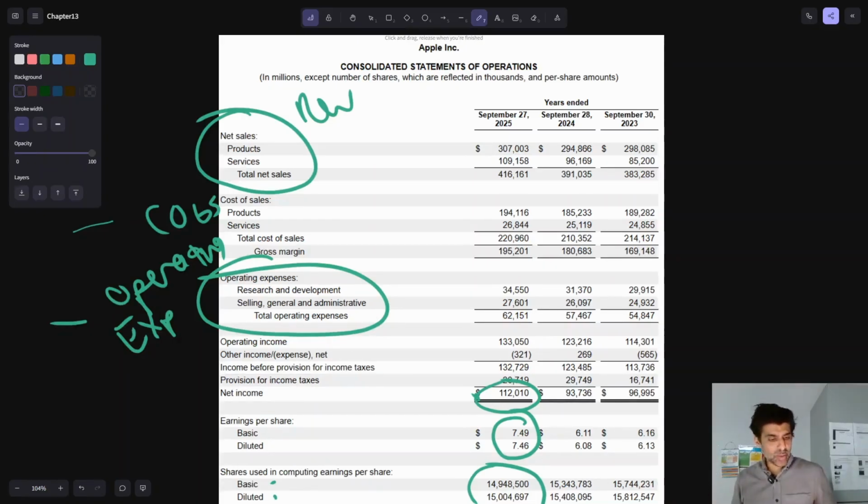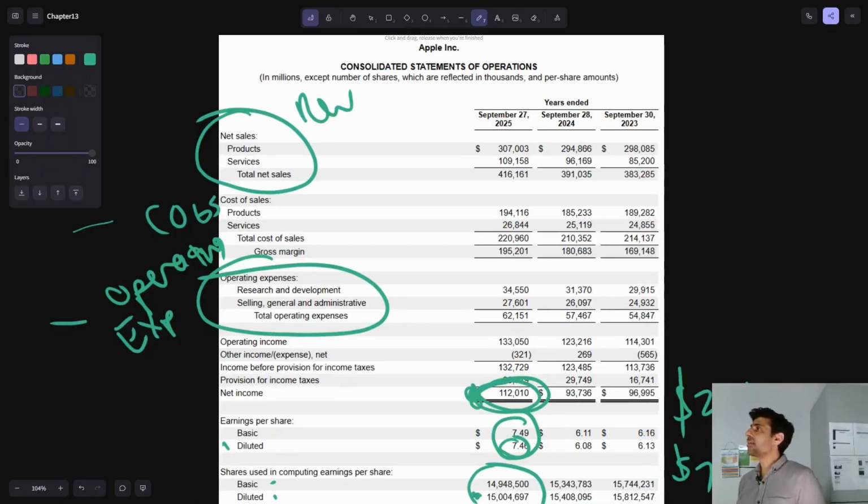Okay, so usually people will use the diluted to look at earnings per share. So they take this, the total pizza pie, and divide by this many shares outstanding, 15 billion, and that's giving you the earnings per share. Okay, so if a share of Apple stock is $200, what are you getting for that? You're getting $7.46 of earnings per share.